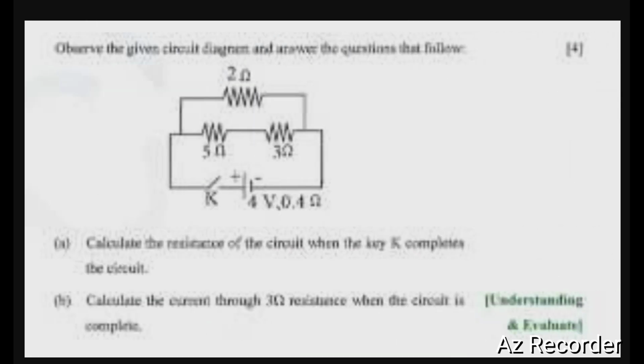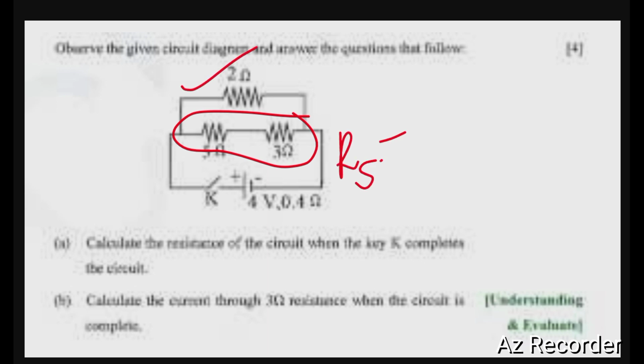Moving on to the next one. Observe the diagram given below and answer the following question. Calculate the resistance of the circuit when the key K completes the circuit. When the key K completes the circuit, the current starts flowing and all the resistances will be added up in the circuit. Here we know that the 5 ohm and the 3 ohm form a series connection, and the 2 ohm is in parallel with them. So let's find the series resistance first. Rs is equal to 5 plus 3, which is equal to 8 ohm.